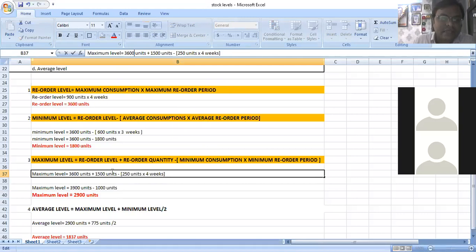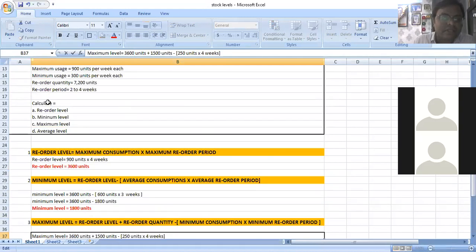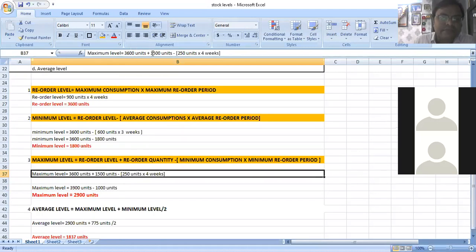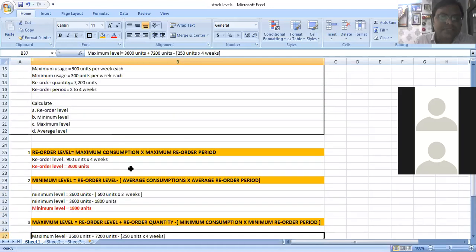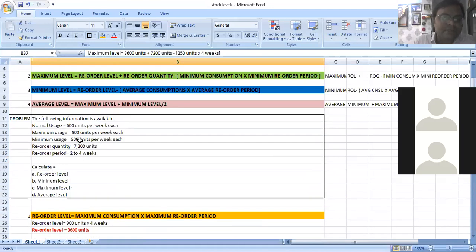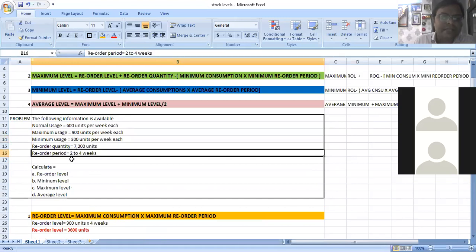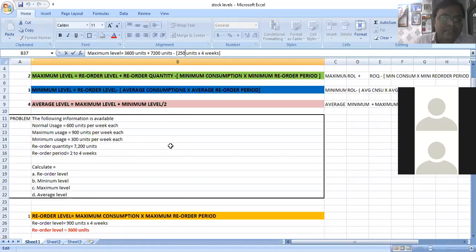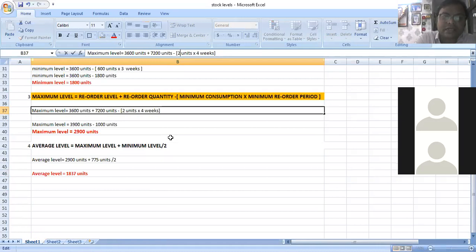3,600. Then what is the reorder quantity? Reorder quantity is already given, look here, 7,200 units. Now, student, what is the minimum consumption? Minimum usage is how much? Minimum 300 units. And minimum period? 2 weeks. So here it is 300 units, and the minimum reorder period is 2 weeks.